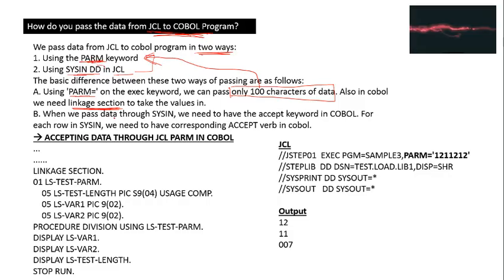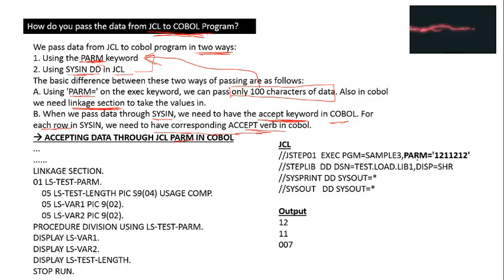Okay, when we pass data through SYSIN, we need to have the ACCEPT keyword in the COBOL. For each row in SYSIN we need to have the corresponding ACCEPT verb in COBOL. So let's check the first example, accepting data through JCL PARM in COBOL.